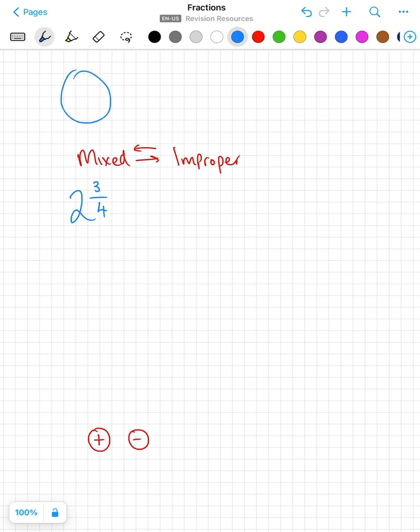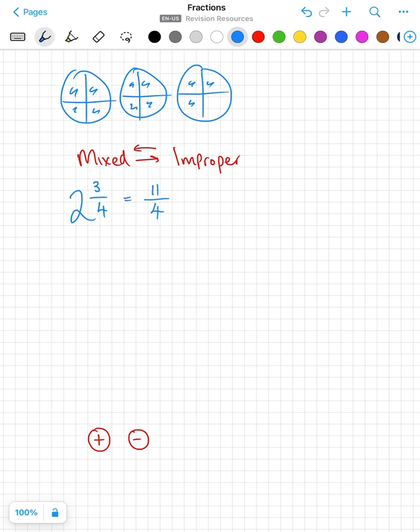So let's begin with 2 3/4 as an improper fraction. I want you to visualize 2 whole pizzas and then you greedily eat 2 whole pizzas and then 3/4 of another pizza. How many total quarters have you eaten? 4, 8, 9, 10, 11. You've eaten 11 quarters of pizza. Obviously we don't want to be drawing out our pizzas every time, so let's look for a quick way.